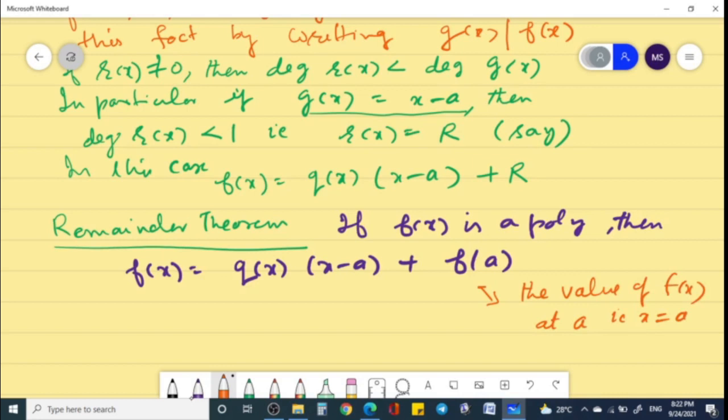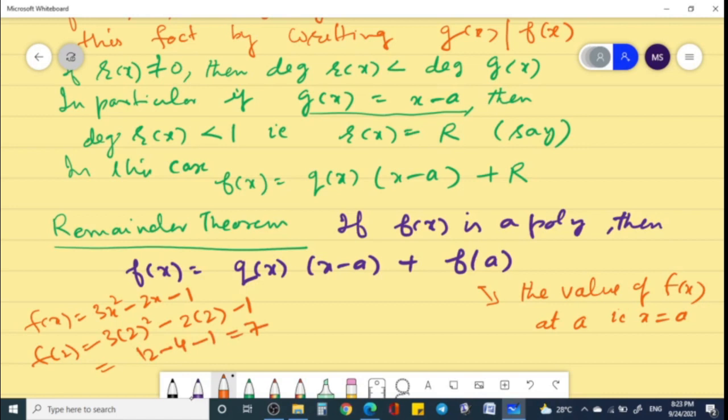For example, if we are talking about the value, say f(x) is 3x square plus 2x minus 1. So f(2) is here 3 times 2 square plus 2 times 2 minus 1, and this is 12 plus 4 minus 1, which is 15 here. So this is the value. In this way we can determine the value.